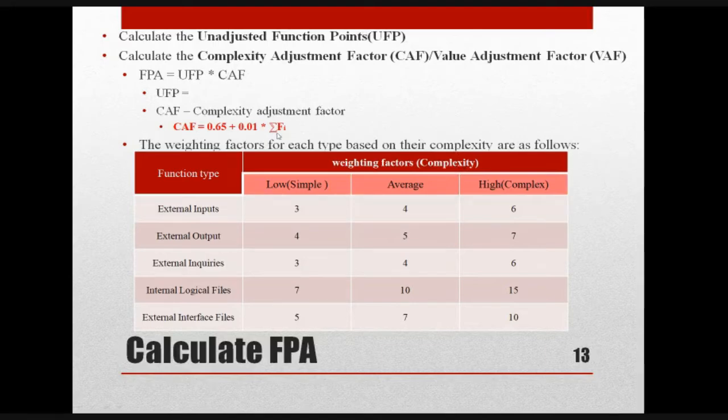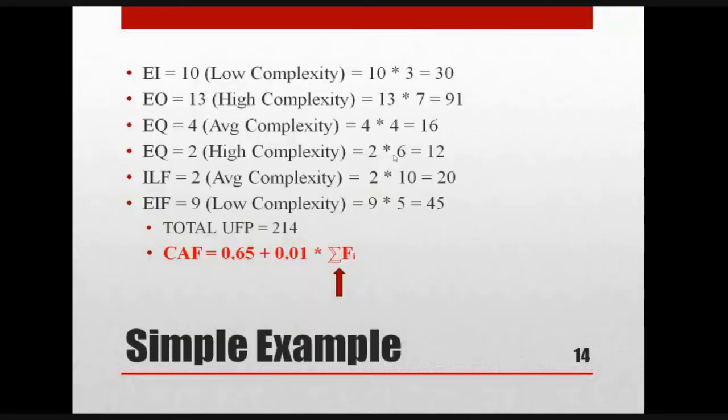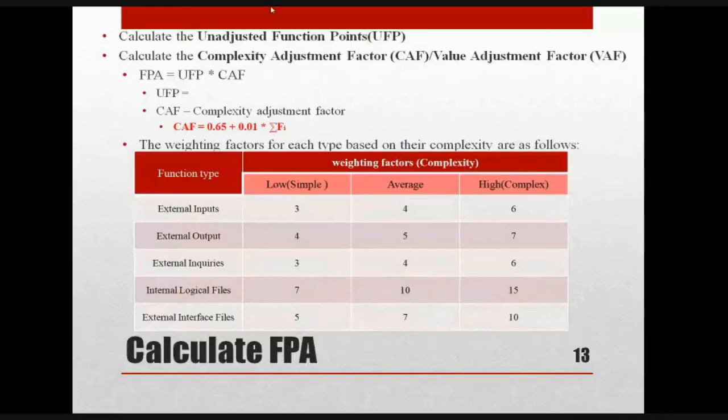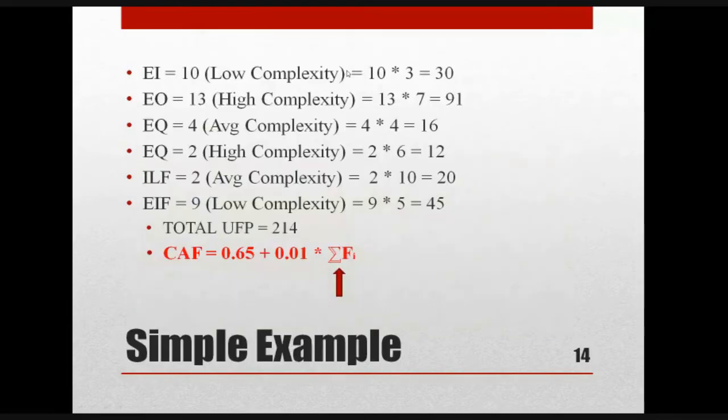Are as follows. Okay. Fine. Let us discuss an example to understand what is an unadjusted function point and what is a CAF. Just consider a project.